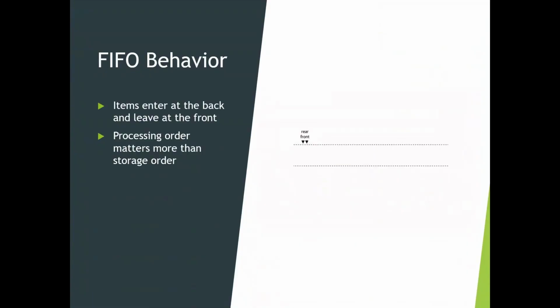So in the first in, first out behavior, as one can see here, items enter at the back and leave at the front. Processing order matters more than storage order. So this is the difference between a queue and a list. Lists, their primary job is to store data. So you store the data, access the data, perform operations on the data. Queues, on the other hand, are more interested in processing the data than storing the data.